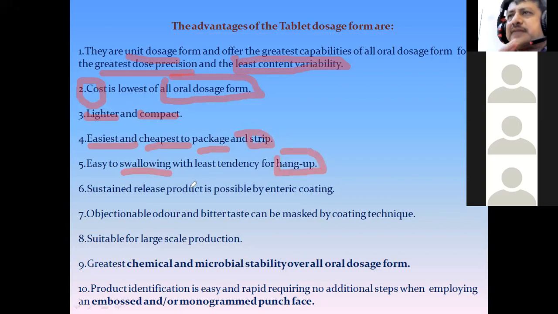Then sustained release, as I told you, in tablets you can have different types of release patterns. Sustained release products can be prepared by using enteric coating or by applying functional coating, such as delayed release or sustained release. These terminologies you will be studying when you are in final year. Then you can go for masking, whether it is odor, taste, or the color of your API.